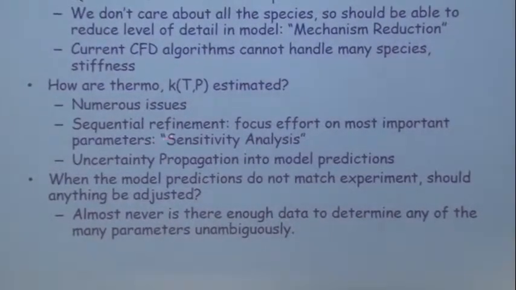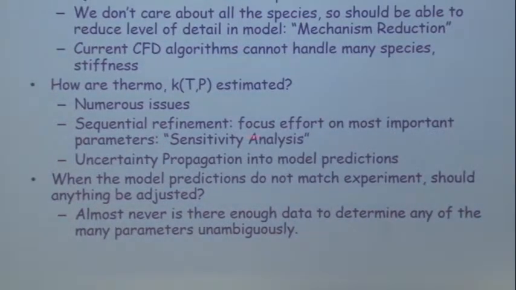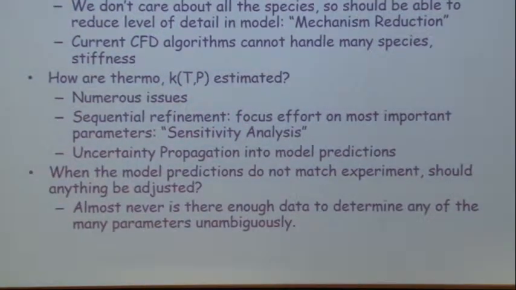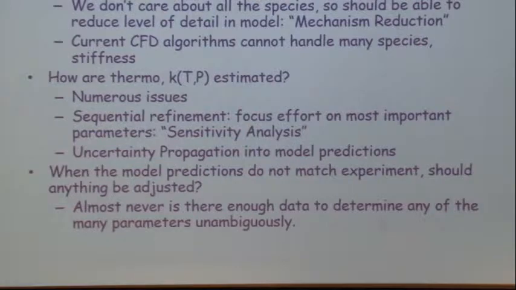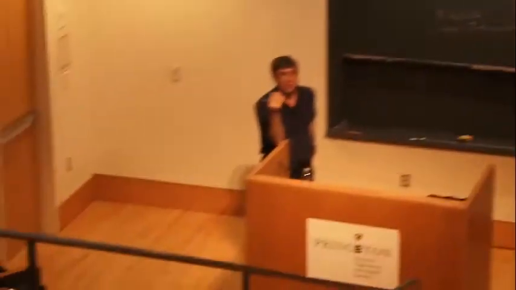But in general, what everybody wants to do is what's called sequential refinement. So you want to say, well, I have 1,200 reactions, but when I do sensitivity analysis, I find that the thing I care about is only sensitive to 7 of the reactions. And so I want to put all my effort into getting those 7 rate coefficients really accurate and not worry about the other 993 reactions, because they're not really going to matter.